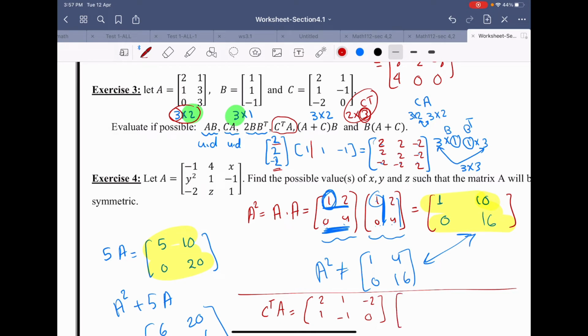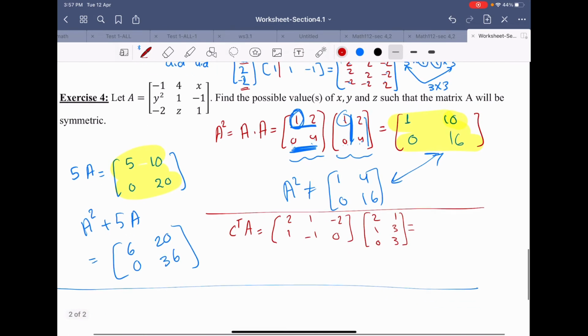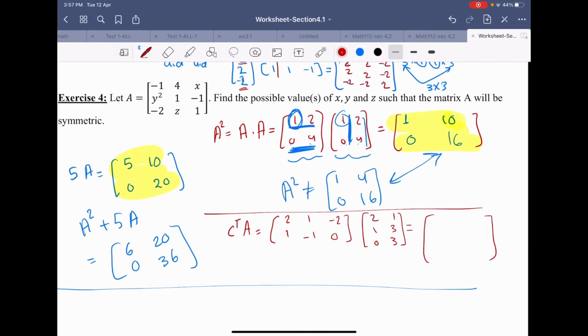Matrix A is 2, 1, 1, 3, 0, and 3. Okay, to multiply these two matrices, we will take the first row with the first column. So 2 times 2 is 4, plus 1 times 1, which is 1, plus negative 2 with 0, which is 0. So the answer is 5.